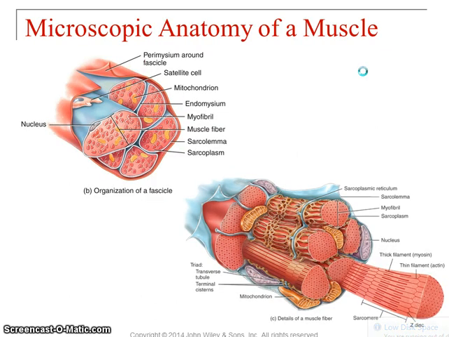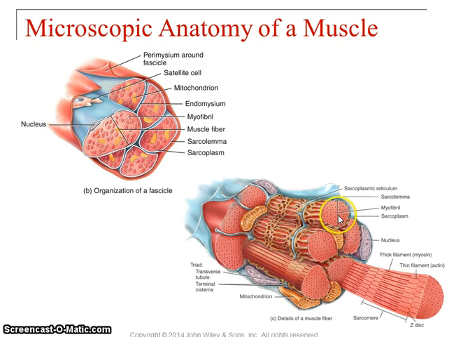Okay, now we're going to look at the microscopic anatomy of a muscle. Skeletal muscle cells have their own special name for pretty much every part of the cell. In fact, skeletal muscle cells are generally called skeletal muscle fibers. And around them, instead of the plasma membrane, you've got the sarcolemma. And then instead of endoplasmic reticulum, you've got the sarcoplasmic reticulum. That's going to be really important for contractions and holding calcium.